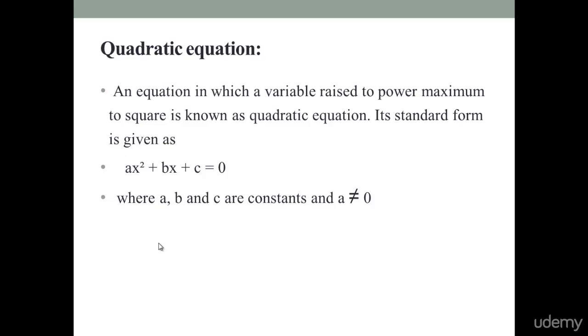Okay. What is a quadratic equation? An equation in which a variable is raised to a maximum power of square is known as a quadratic equation. The standard form is ax squared plus bx plus c equals 0, where a, b and c are constants and a is not equal to 0.